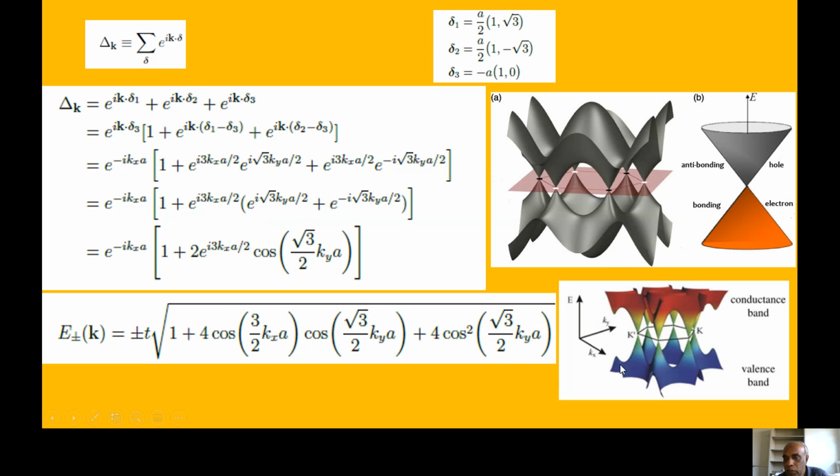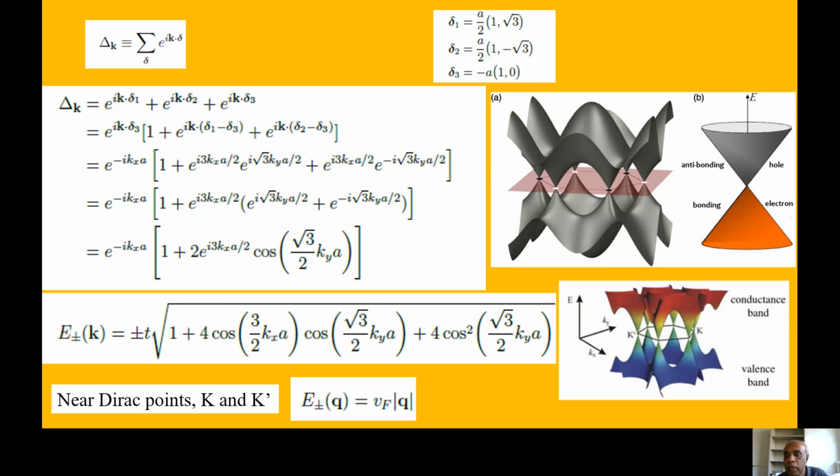Here's another, much clearer picture. You can see these are the valence band and conduction band. These are the K and K prime points: K, K prime, K, K prime, K, K prime. At these points, the conduction and valence bands touch each other as a cone. So at that point, you can see your curvature is infinity. That means your band mass is 0. So at K and K prime, you have massless Dirac fermions.